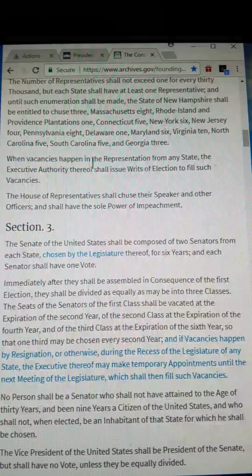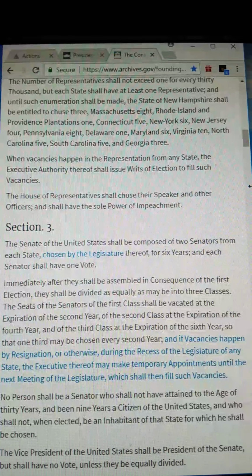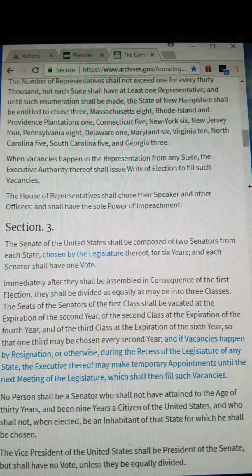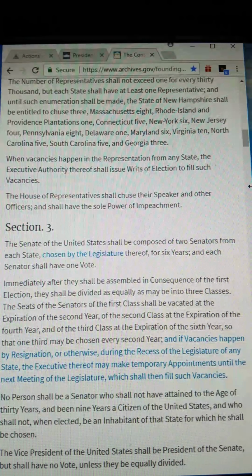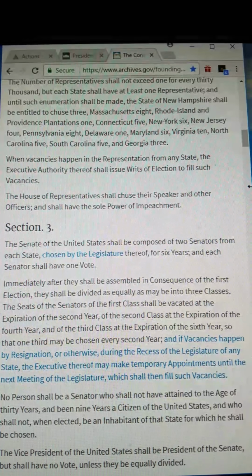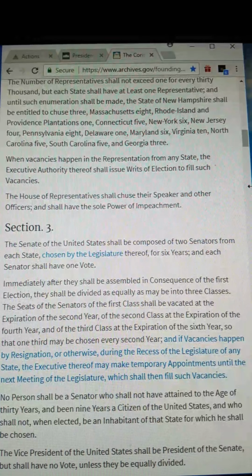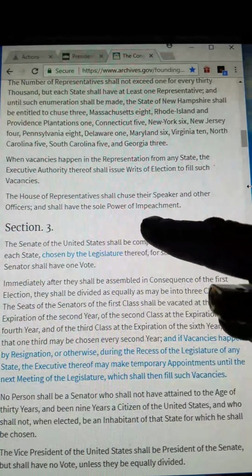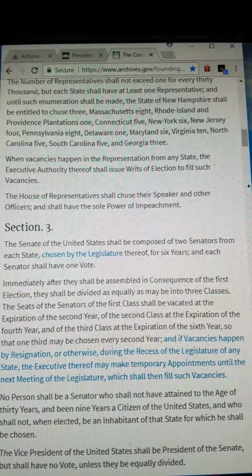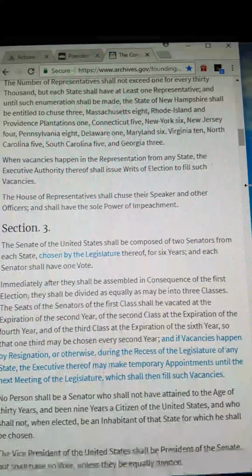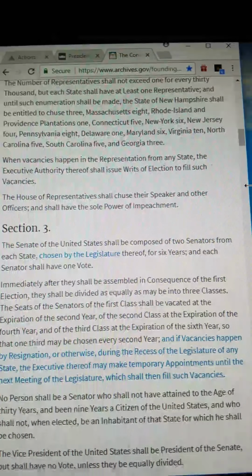When vacancies happen in the representation of any state, the executive authority thereof shall issue writs of election to fill such vacancies. The House of Representatives shall choose their speaker and other officers, and shall have the sole power of impeachment. Pay attention to this. The House of Representatives shall choose their speaker and other officers.